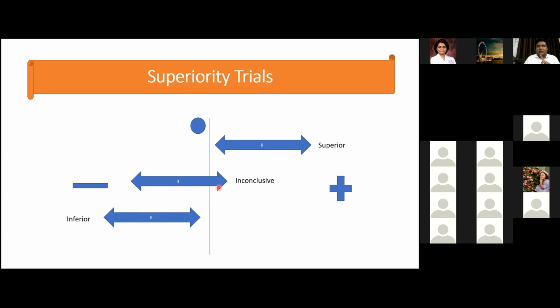We say that the treatment arms are inconclusive because the study is not powered sufficiently enough to detect the difference. So this is the issue with the superiority studies. If the study is not powered properly, the results will be inconclusive, or if the treatment is not working, then also we will get inconclusive results. It's difficult to differentiate between these two. So that is one of the reasons why non-inferiority is better than superiority studies.